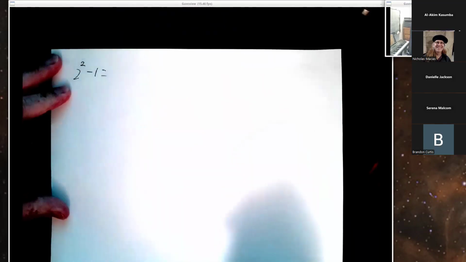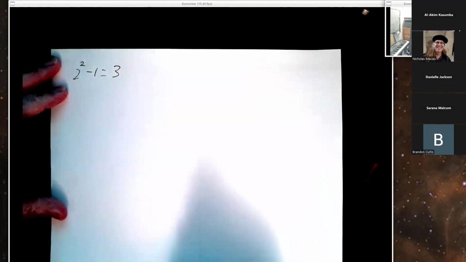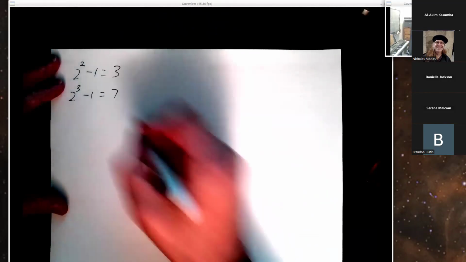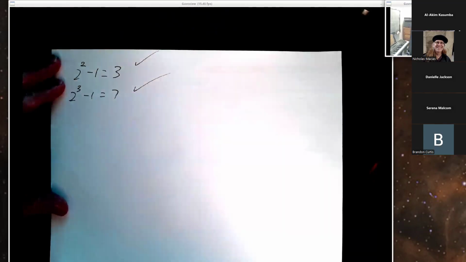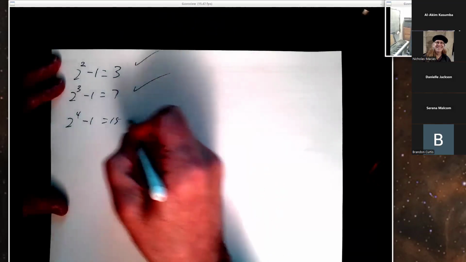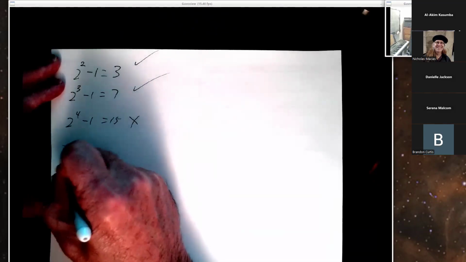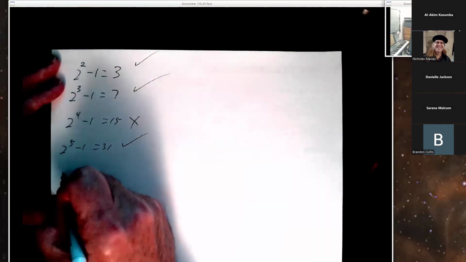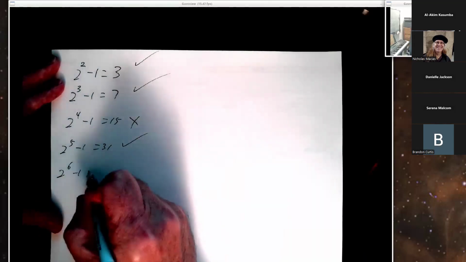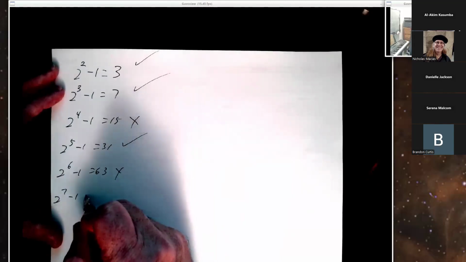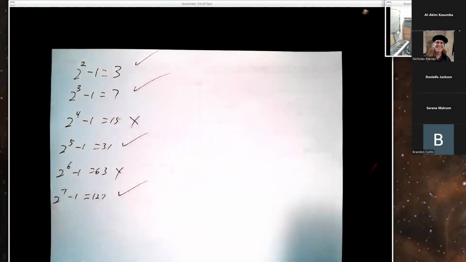So 2 squared is 4. If you subtract 1, you get 3. That's a prime number. 2 cubed is 8. You subtract 1, you get 7. That's a prime number. 2 to the 4th is 16, minus 1 is 15. That's not prime. 2 to the 5th is 32, minus 1 is 31. That's a prime number. 2 to the 6th is 64, minus 1 is 63. Not prime. 2 to the 7th is 128, minus 1 is 127. That is prime. Anybody seeing a pattern in here?